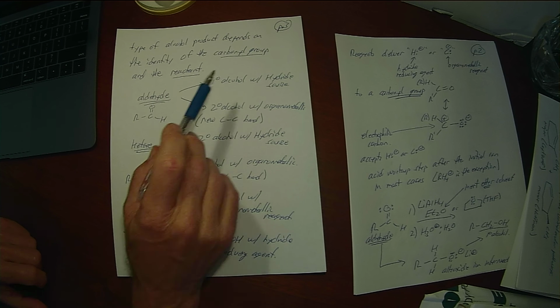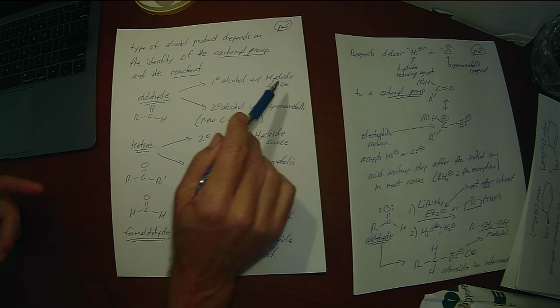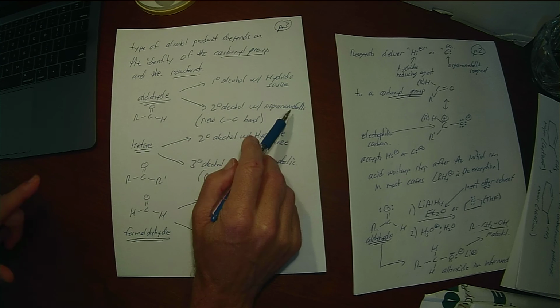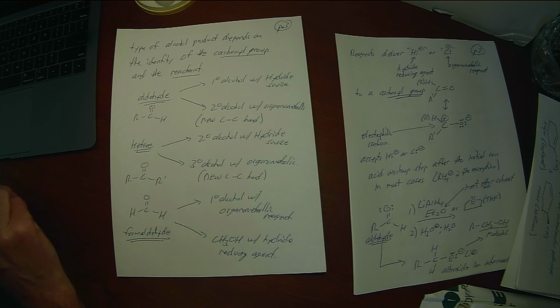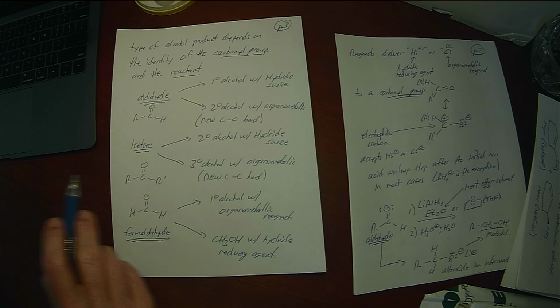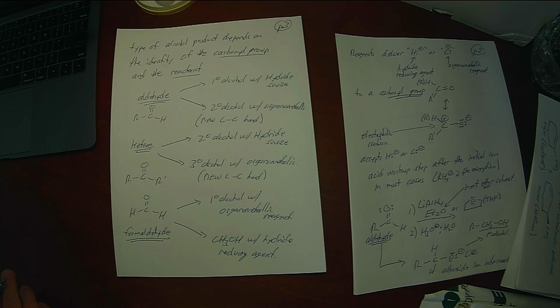Any aldehyde gives a primary alcohol with either of the hydride sources and a secondary alcohol with either of the organometallics. Right? Ketones, secondary alcohol, doesn't matter which hydride source you use. Either of them is going to yield the secondary alcohol. Any of the organometallic reagents give the tertiary alcohol.